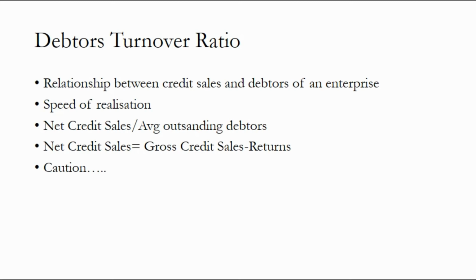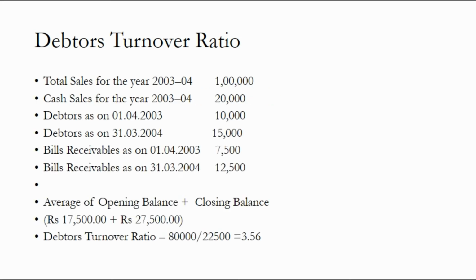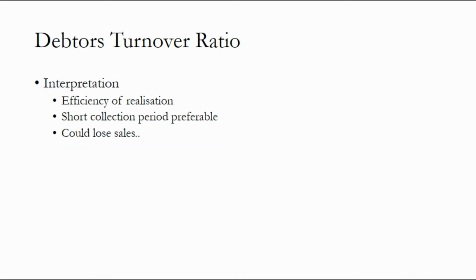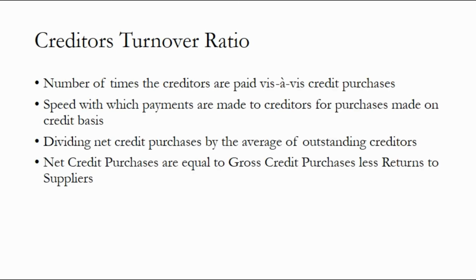Debtors turnover ratio shows the relationship between credit sales and debtors of an enterprise. It shows the speed of realization: net credit sales divided by average outstanding debtors. Net credit sales is equal to gross credit sales less returns. If net credit sales figures may not be available, bad and doubtful debts are not to be excluded. Interpretation: efficiency of realization, a short collection period is preferable. The debt collection period ratio indicates the average period of realization.